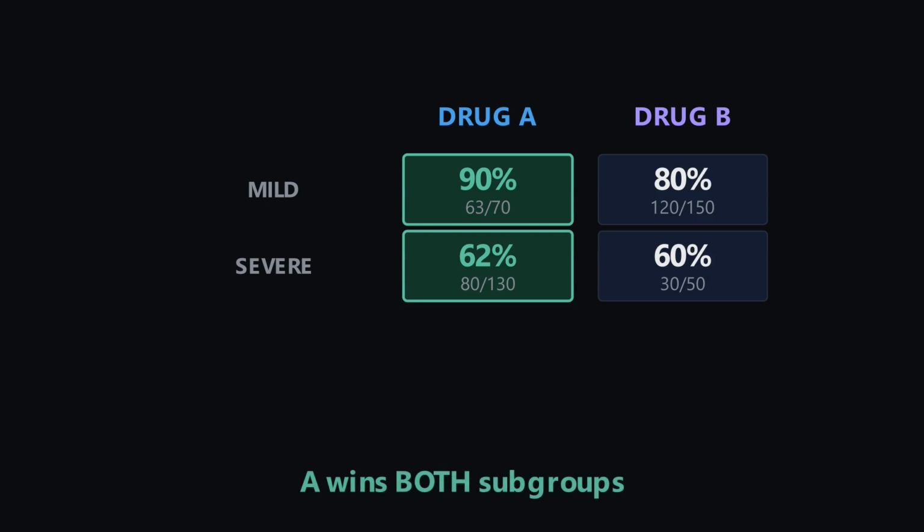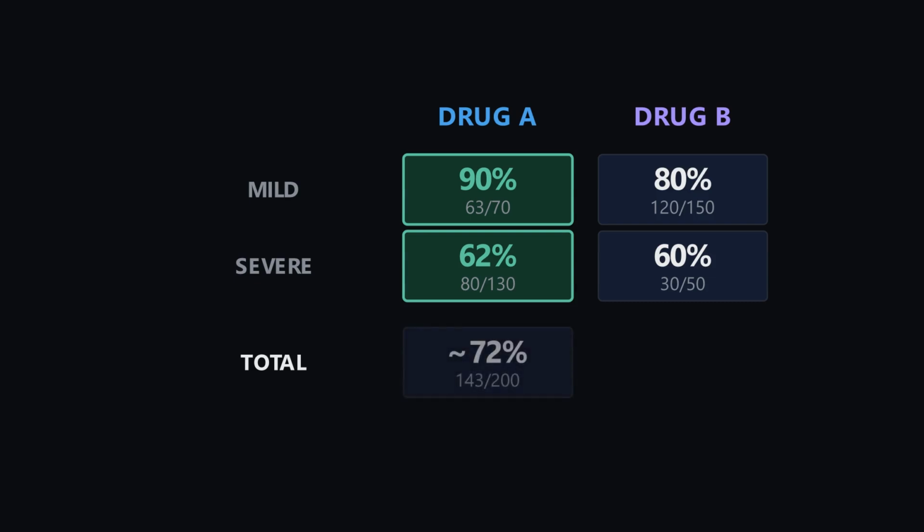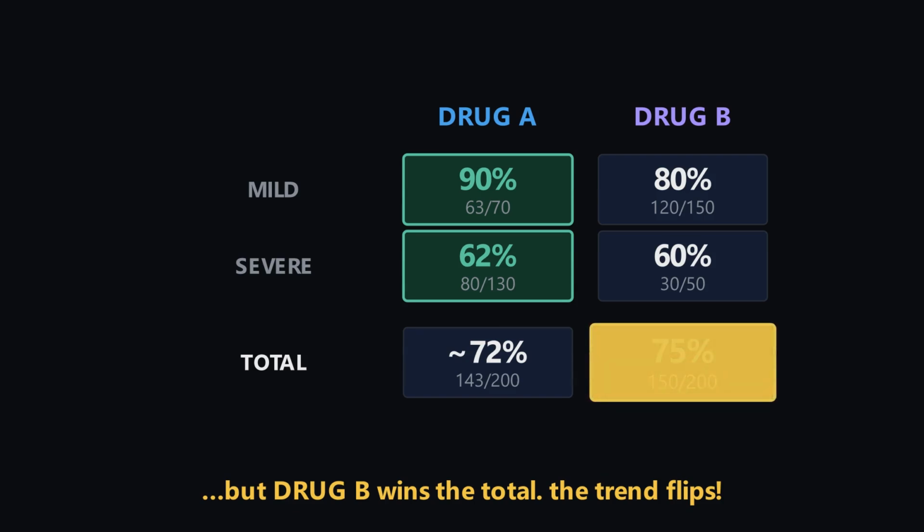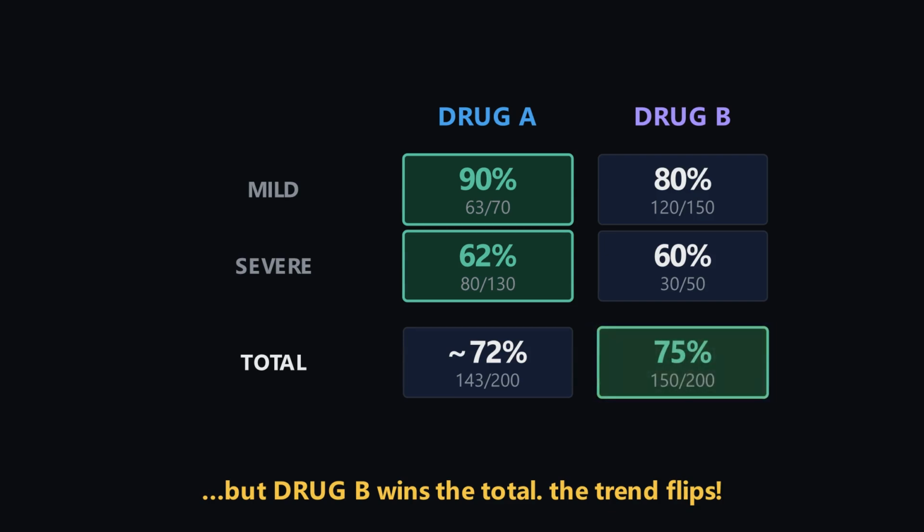The conclusion looks airtight. But now just add up the totals. Drug A, 143 cured out of 200. That's about 72%. Drug B, 150 out of 200. 75%. Drug B wins overall. The trend has completely flipped. Let that sink in. The exact same patients, the exact same recoveries, and yet the answer to which drug is better flips, depending only on whether you split them or not.